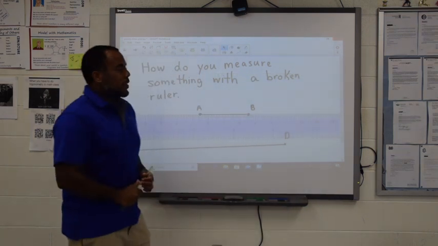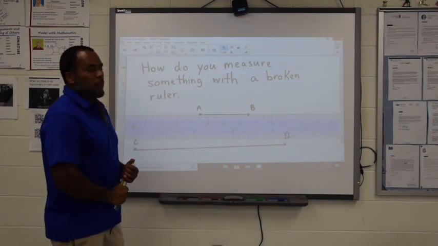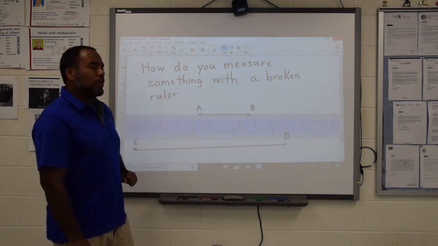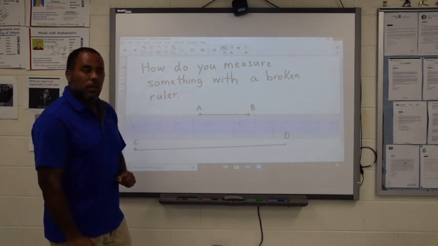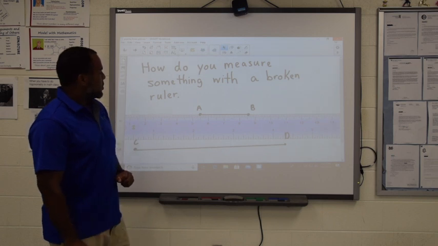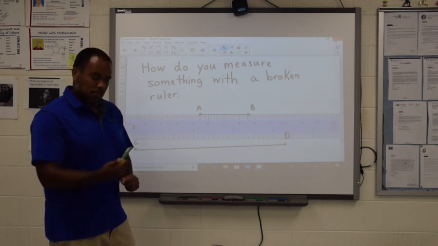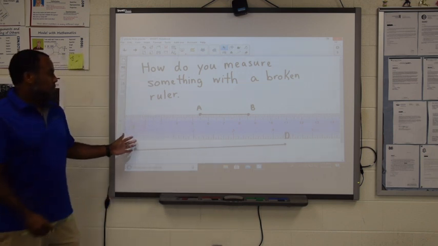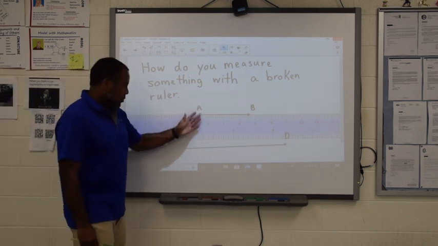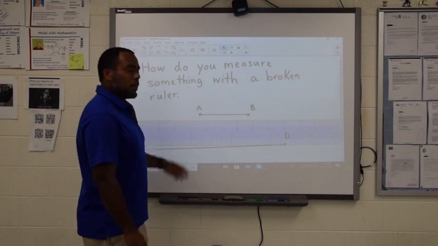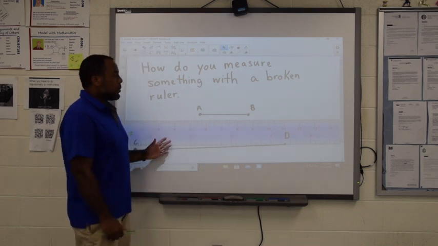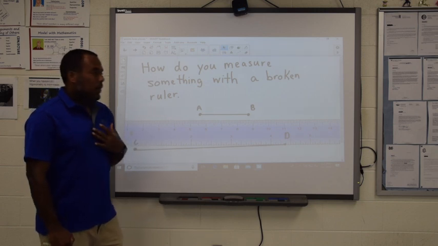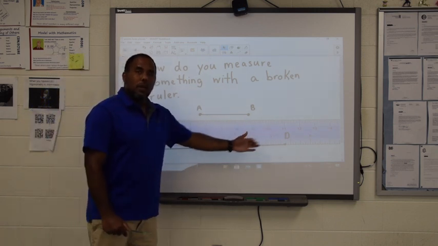So the question comes into play. How do you measure something with a broken ruler? So here we obviously do not have 0. And this ruler, we could break it right here. How do you measure it? Well, for me, personally, what I would do, I would use the numbers that are left.